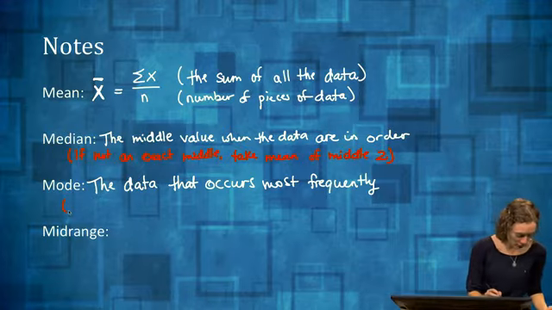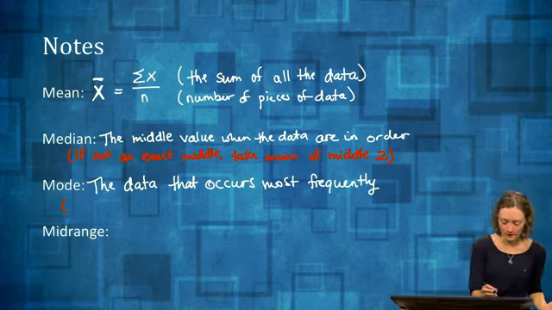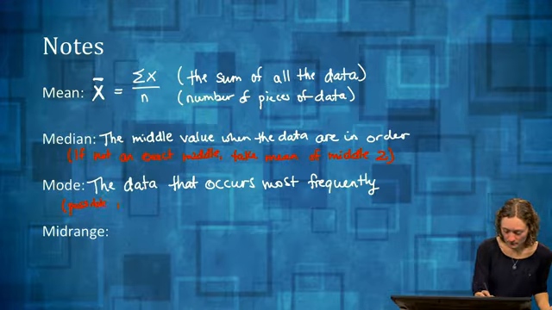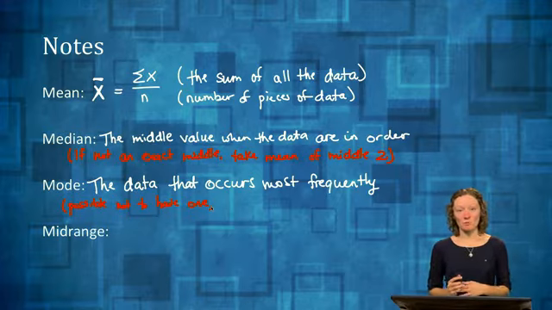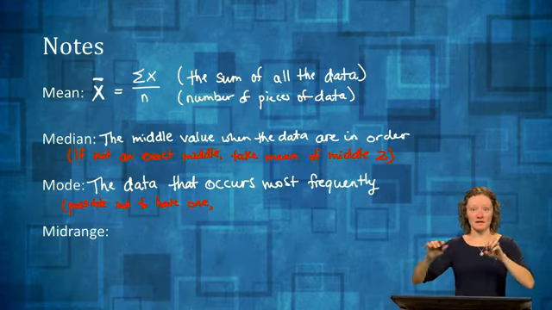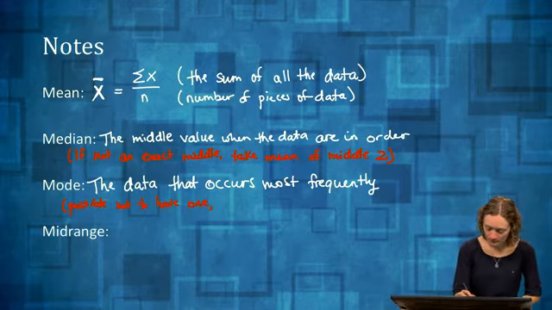But again, a special note here, it's possible not to have one. If every single piece of data is different, then you won't have one. And it's also possible to have more than one. So if you've got a large set of data and there's two numbers in that data that are showing up more frequently than anything else and the same amount, then you would have more than one.